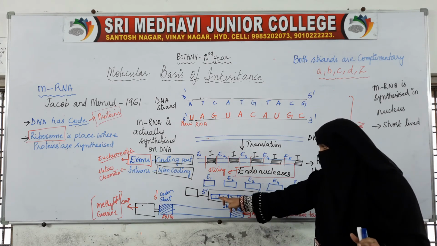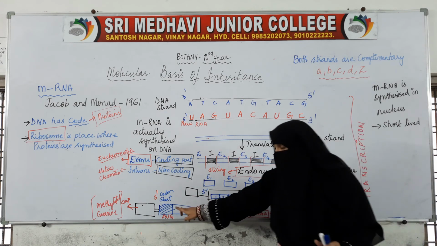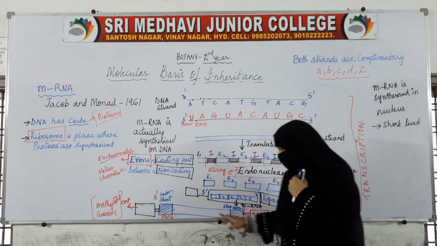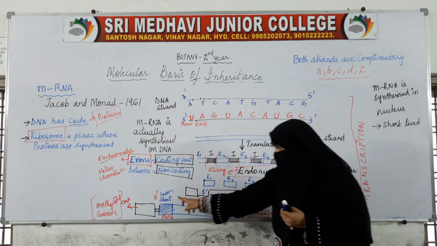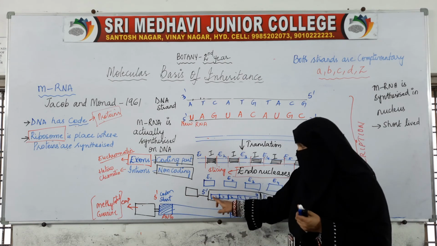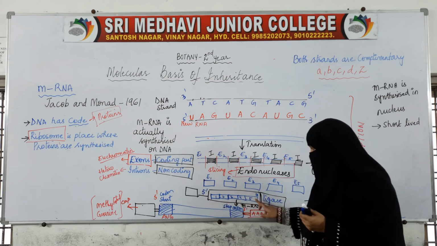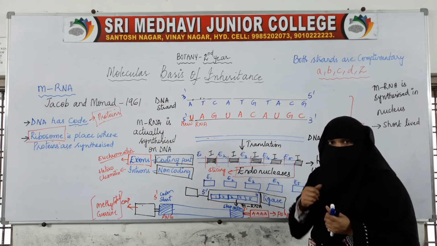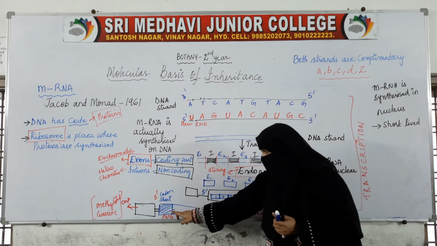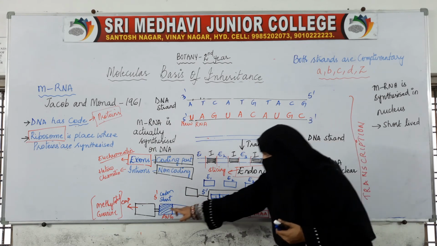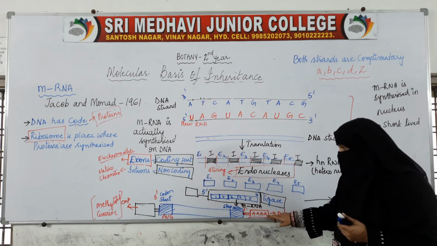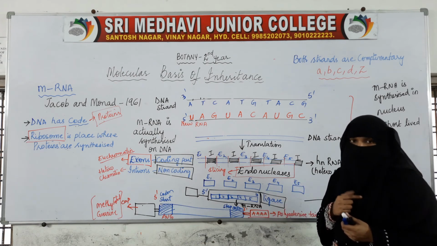So on this, the coding is there. The start codon will be there, and the end codon will be there where the message is ending. So this is the start codon and the end codon, the start of the code and the end of the code, that is the stop codon. So this is the stable structure of mRNA.